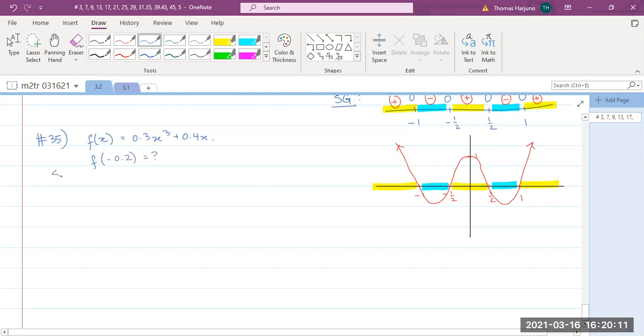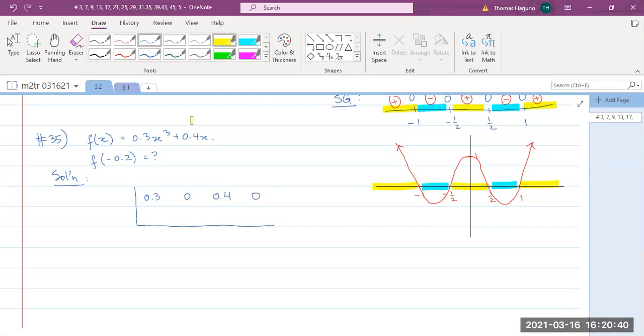Use synthetic division to find f(-0.2). And they actually don't need to tell you to use synthetic division. They will say, this is the function, find f(-0.2). So the polynomial is 0.3x cubed, 0x squared, 0.4x plus 0. So you see we have placeholders here, divided by x plus 0.2.